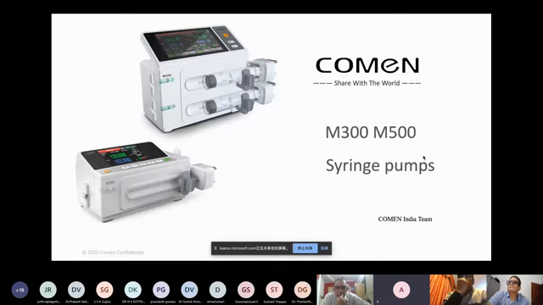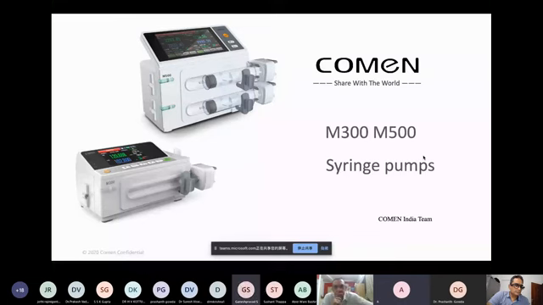For myself, mostly I'm staying in India. Since 2013, every year I have 8 to 10 months in India. So almost 8 years already staying in India, every year 8 to 10 months. So I'm Chinese Indian. So today, let's see all the syringe pumps and the infusion pumps.